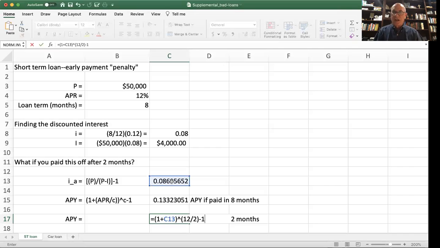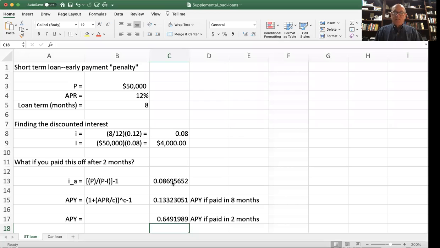So hold on to your socks here. You'll see that that's 65%. So 65% is not a good interest rate to be paying, annual interest rate. That really is loan sharkish.